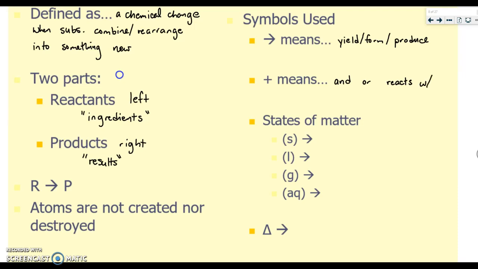We have a variety of states of matter, most of which you should be well aware of. S, of course, stands for solid. L stands for liquid. G stands for gas. And AQ stands for aqueous, which means dissolved in water. Most solutions that we deal with are aqueous solutions. Reactions can also sometimes have a triangle as part of the reaction, and this triangle stands for heat, either being released or absorbed. We'll talk more about that in a later chapter.